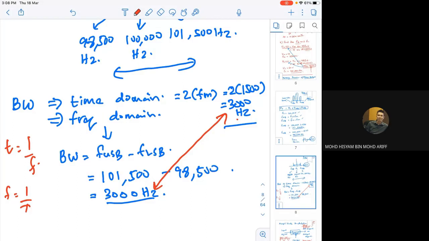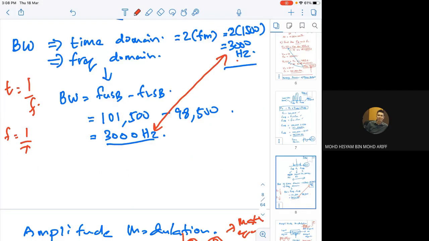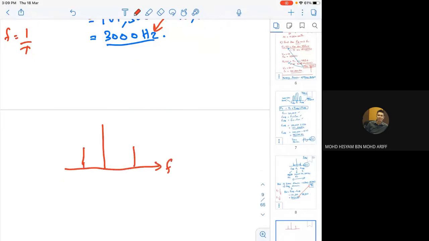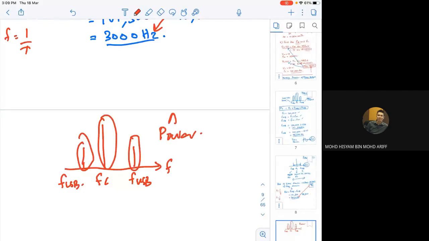Remember what I told you, add one more page. In frequency domain, as I mentioned, we can also describe in terms of frequency. These sets have upper sideband, F carrier, F lower sideband. Here we also represent the power analysis, AM power.